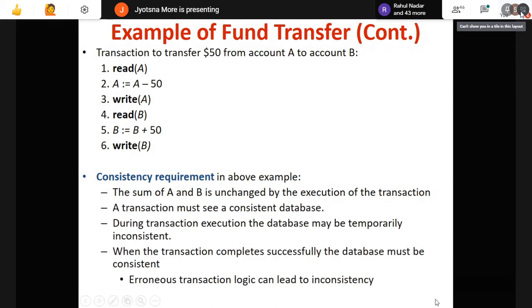So the same thing is given. A transaction must see a consistent database. During transaction execution, the database may be temporarily inconsistent. When the transaction completes successfully, the database must be consistent. If it is not consistent, if it is 150 here and here it is 200, then it is not consistent. So after execution of the transaction, you have to check whether the values are consistent or not.